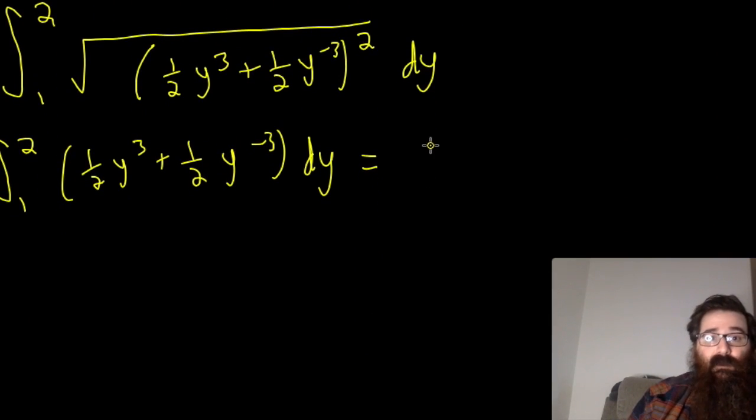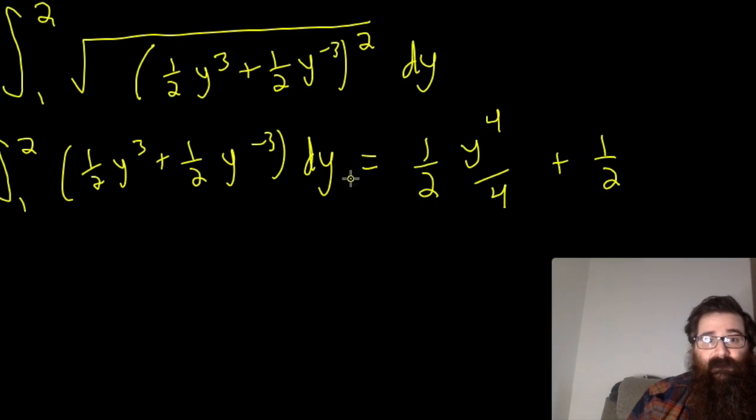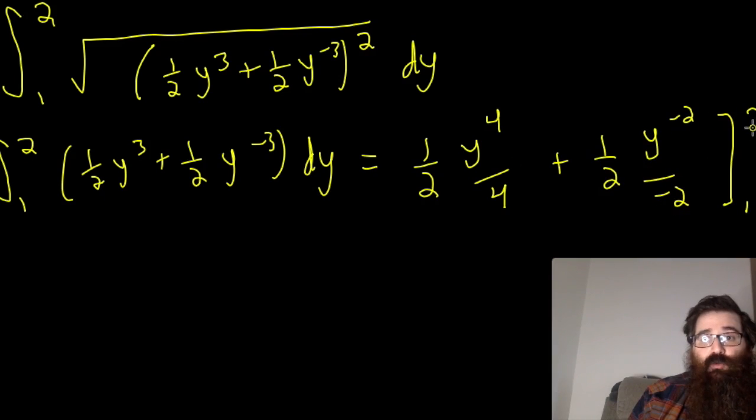So for integration, we would say 1/2 comes along as the coefficient. Integrate y cubed to get y to the 4th divided by 4. 1/2 comes along as my coefficient. Integrate y to the -3 to get y to the -2 over -2. And this is from 1 to 2. And I'm going to clean this up a bit.